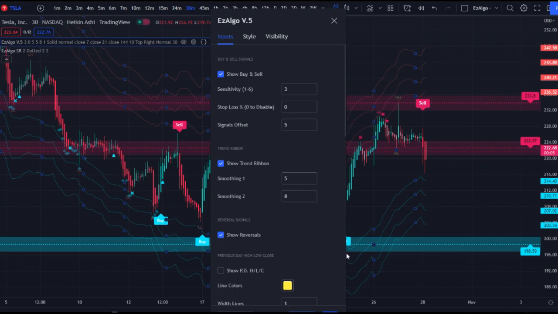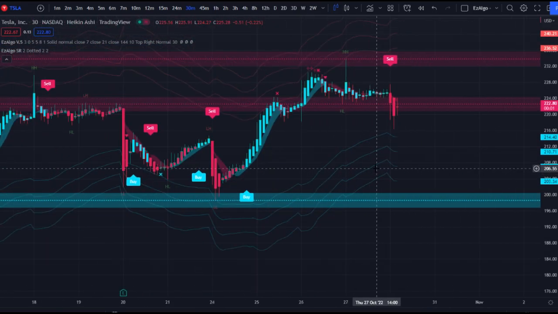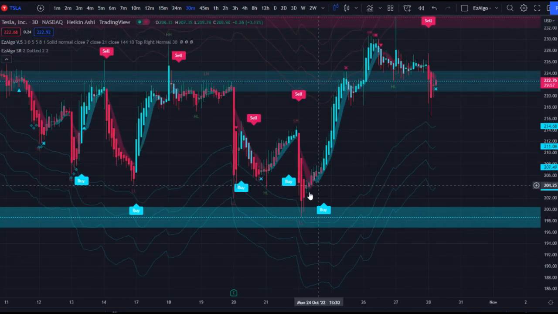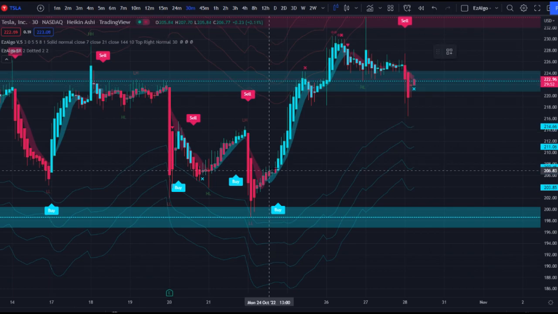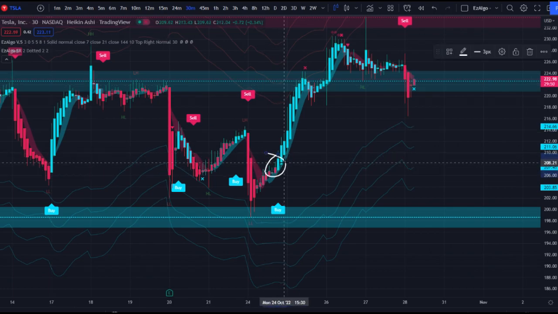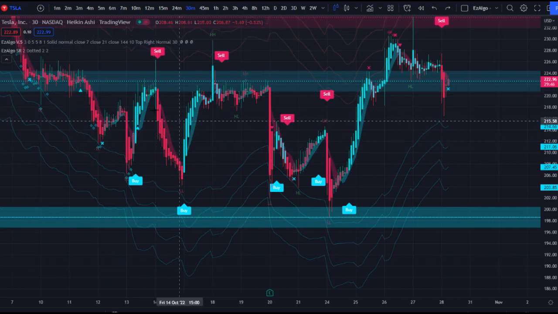Also, I'm going to turn the trend ribbon on because the trend ribbon does a great job of adding another sense of confluence. So something else you can do is take trades on the trend ribbon flip, right? You can take trades like this. When the trend ribbon flips with a buy signal, that's when you can enter the trade. So there's a ton of different ways to trade with EzAlgo on stocks.